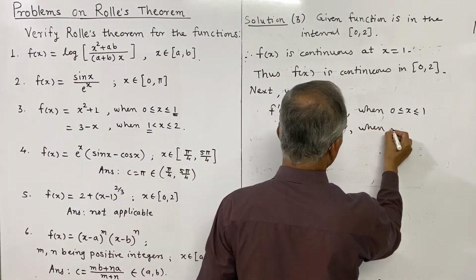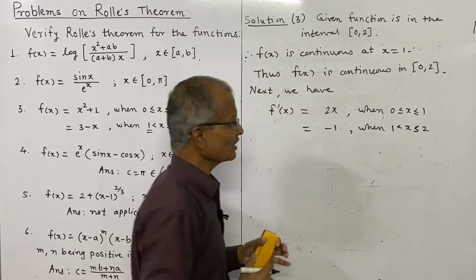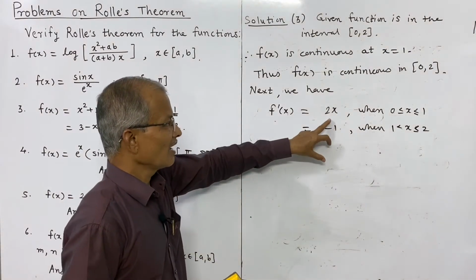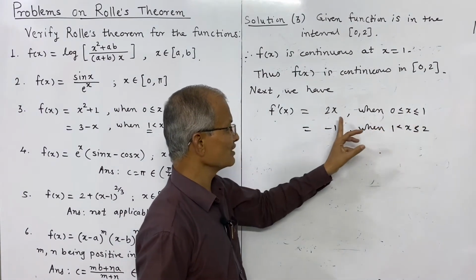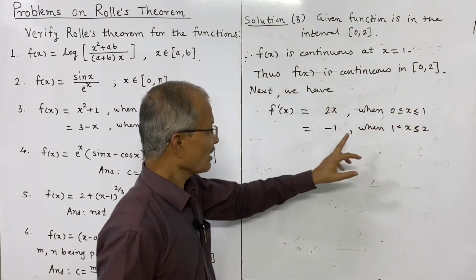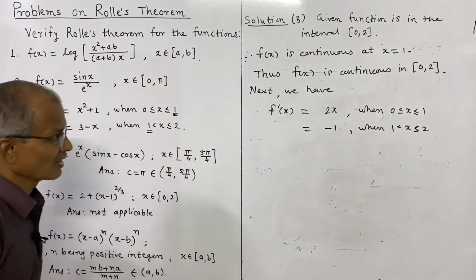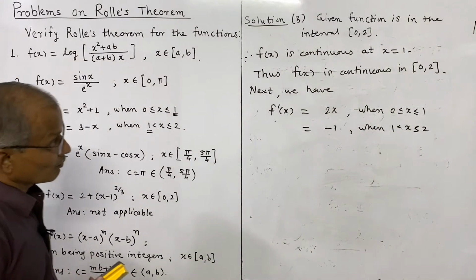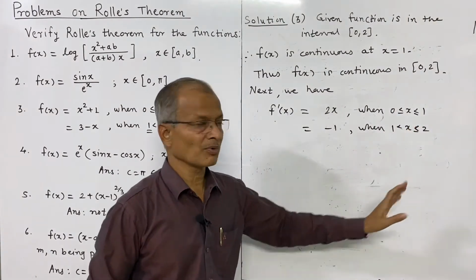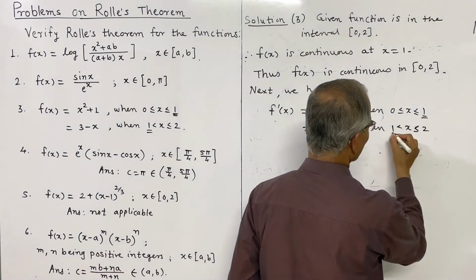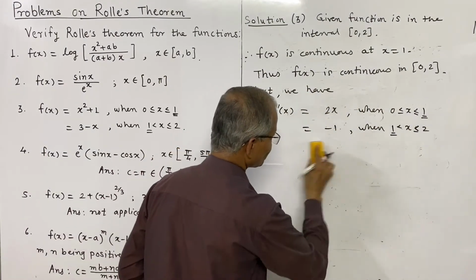That is minus 1 when 1 is less than x less than or equal to 2. Again the function has derivative 2x, and that exists in this interval. Whatever the value of x between 0 to 1, this value exists. Similarly, whatever the value of x between 1 to 2, this value is constant, that is minus 1. So the derivative exists in the open interval 0 to 2, except possibly at x equal to 1. So f dash x exists.